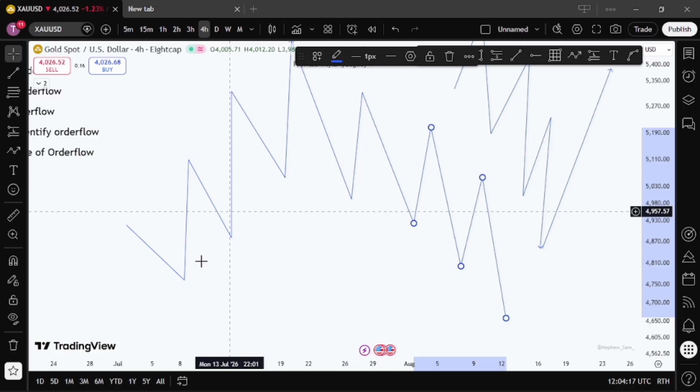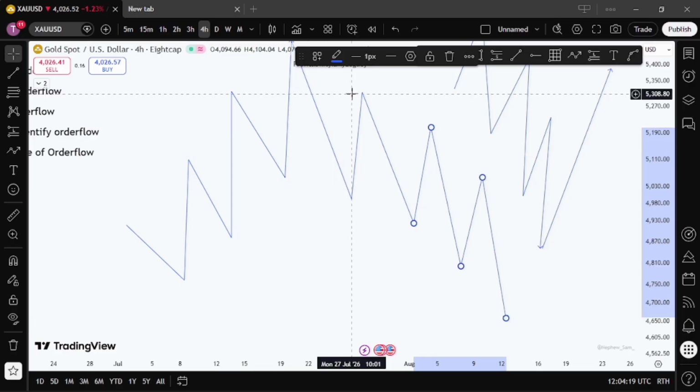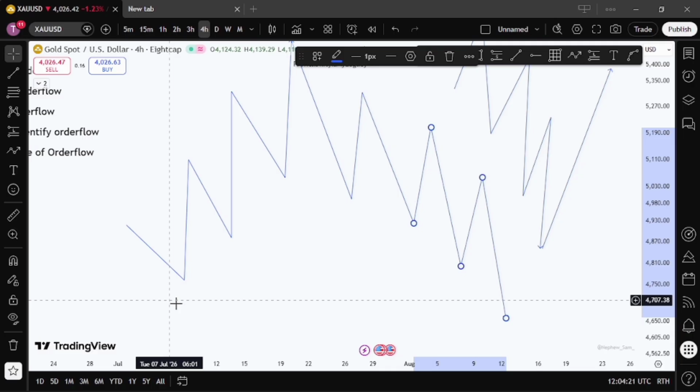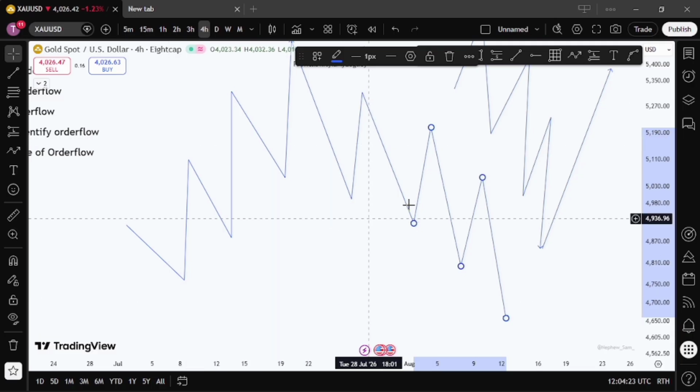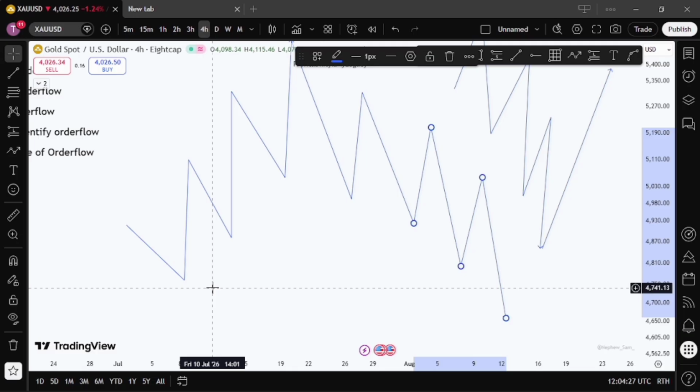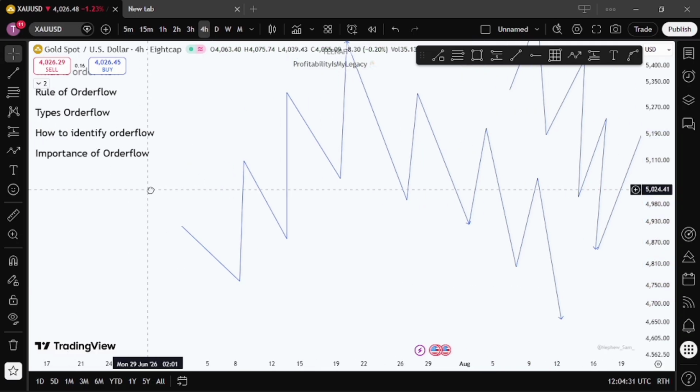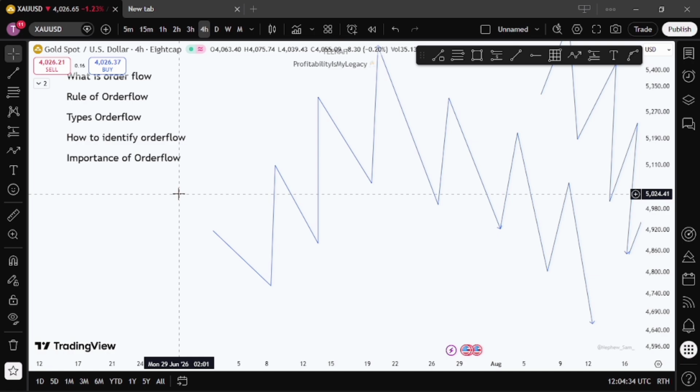Some people call this trend line liquidity. Some people call it transactional liquidity. Why? Because it is transacting with each other and it is canceling each other at the same time, and that is just how simple it is. I want to believe that we've understood the types of order flow.